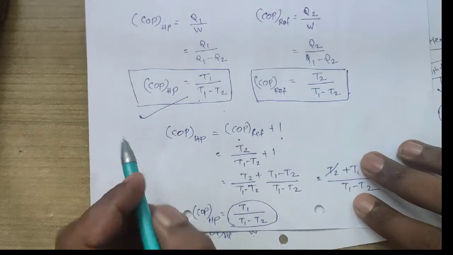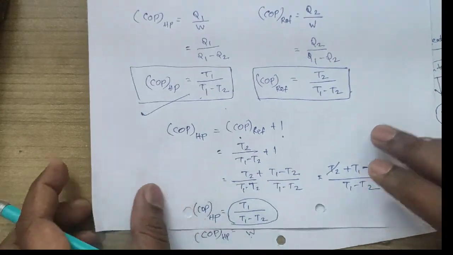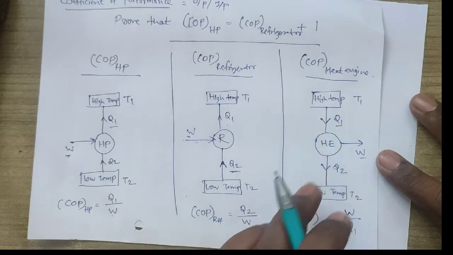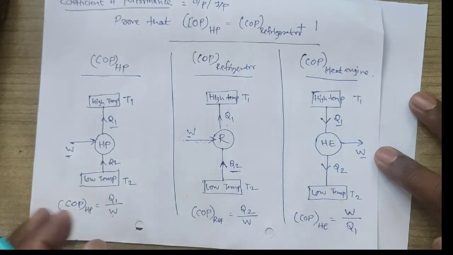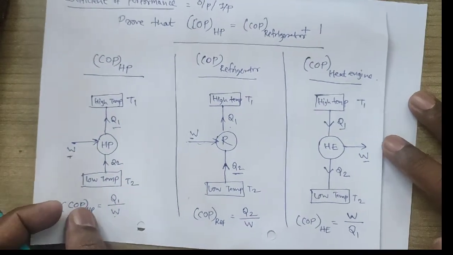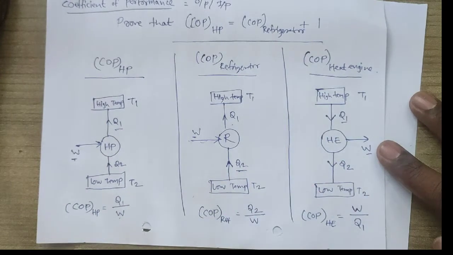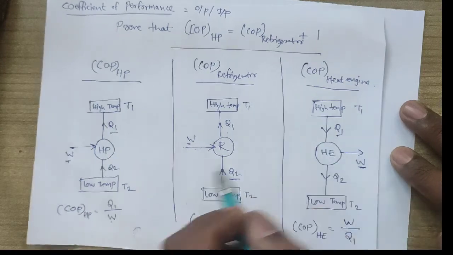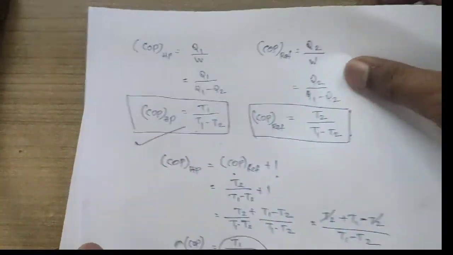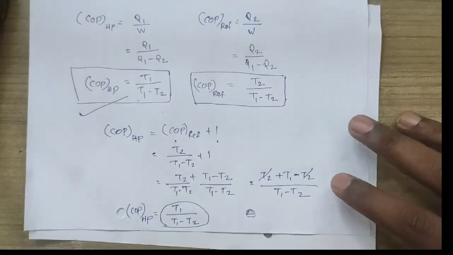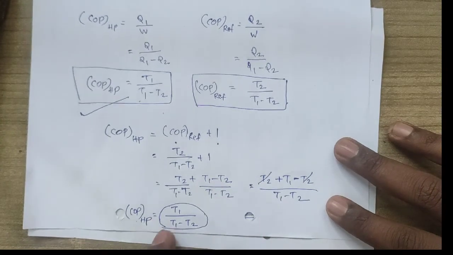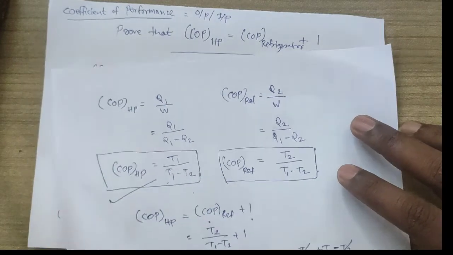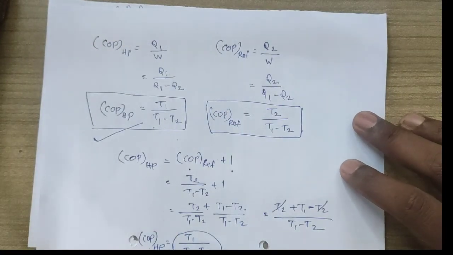So in this way we have solved this problem, and this is very easy to understand. We can solve it for heat engine also, so try it by yourself and prove COP of heat engine. In heat engine we can take W as output and Q1 as input. I think it is now clearly understood by you how to prove this equation. In exam they may ask you, so you can easily prove it with the help of these drawings. Thank you very much.